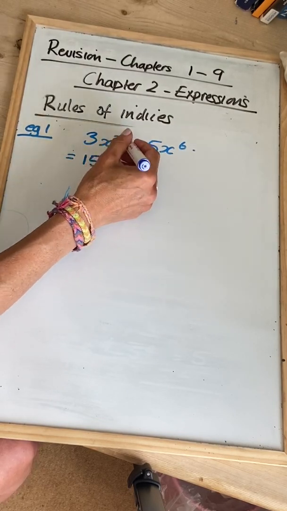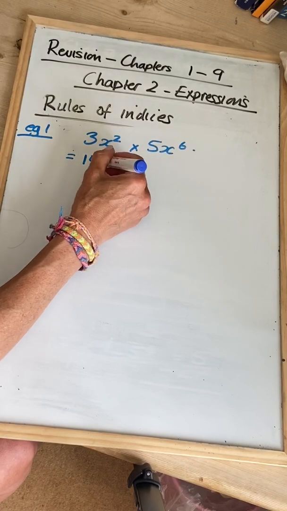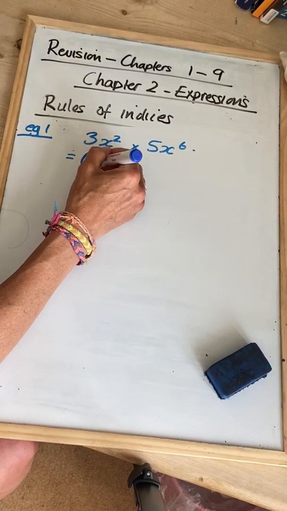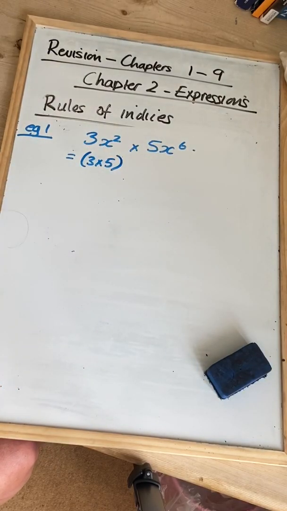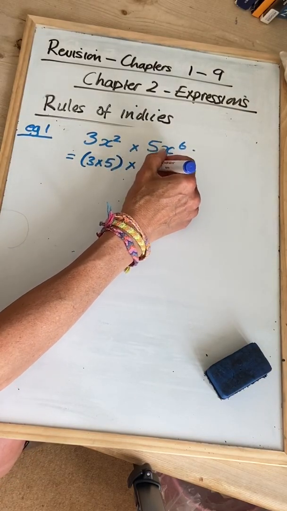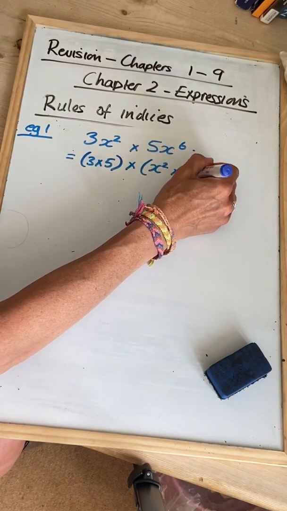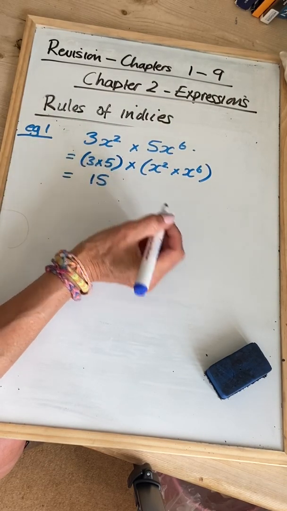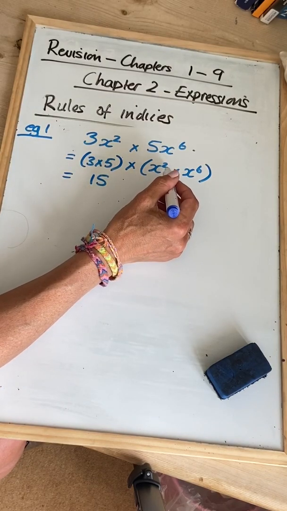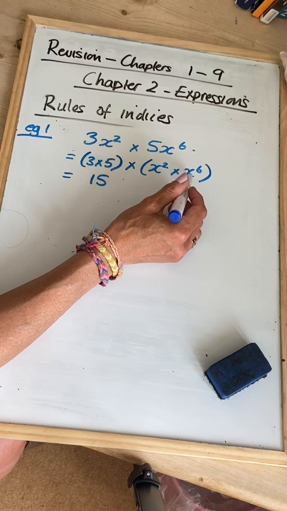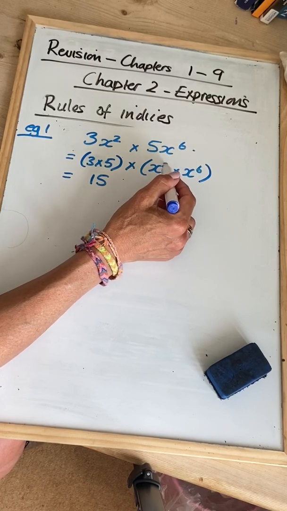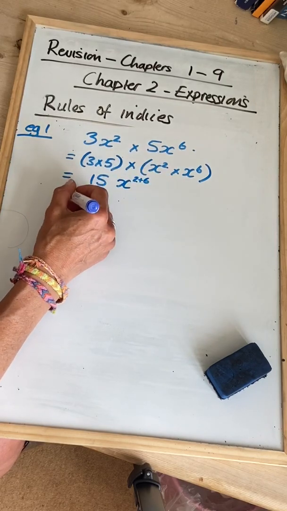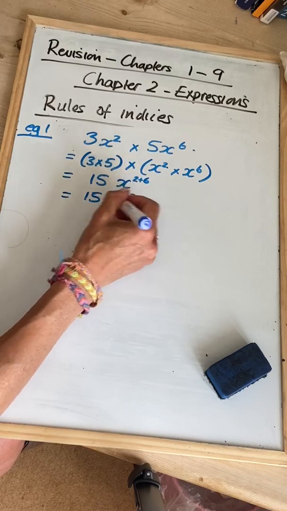And then I've got an x squared and an x to the 6. I'm going to tell you what I'm going to do. Rather than writing 15, I'm going to show you what I'm doing. I'm multiplying the numbers together. The 3 times the 5 is 15. And the powers, the x squared is going to get multiplied by the x to the 6. I'm going to use my rule of multiplying same base to powers. I add those powers, so that's going to give me an x to the 2 plus 6, which is going to give me 15x to the 8.